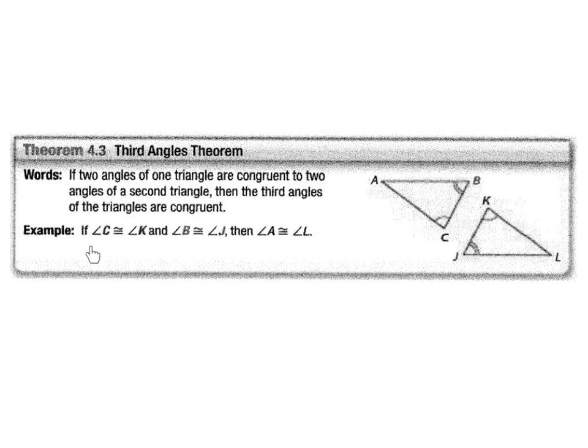So for example, if we're given that C is congruent to K and B is congruent to J, by the third angles theorem, we can say that A is congruent to L, because if 2 angles are congruent, then that third angle is also congruent. This is the third angles theorem. This is something that may come up that we may need to use when we're doing proofs. So you need to know this.